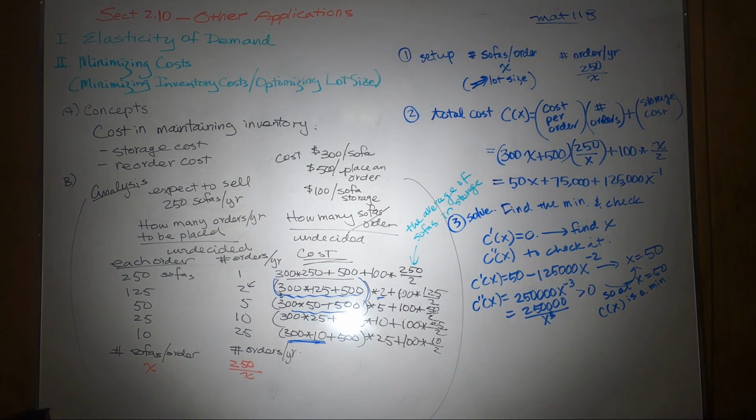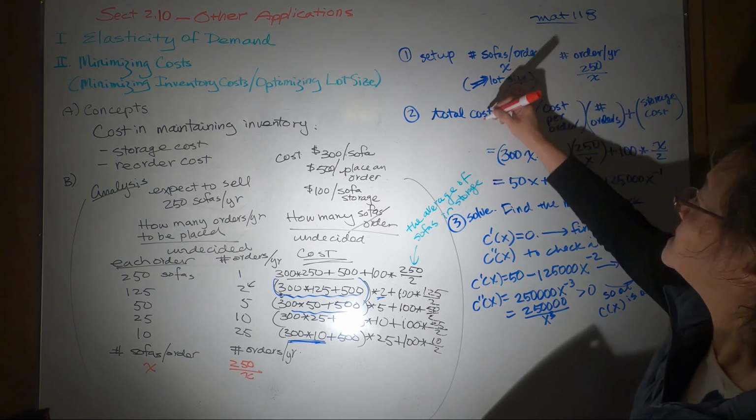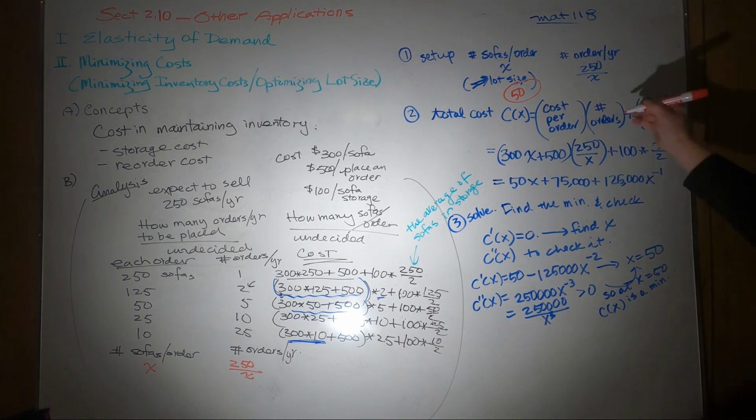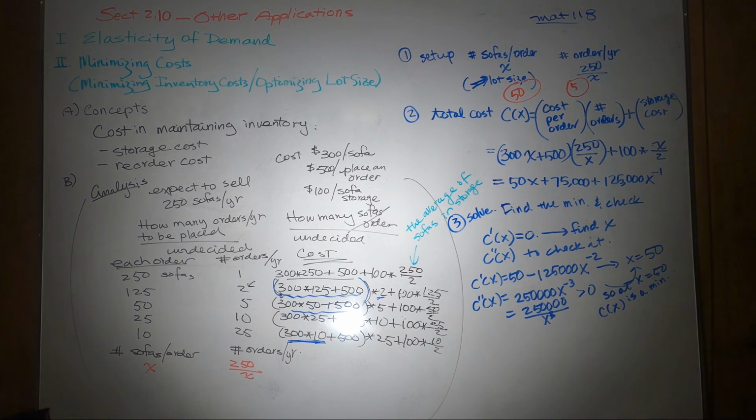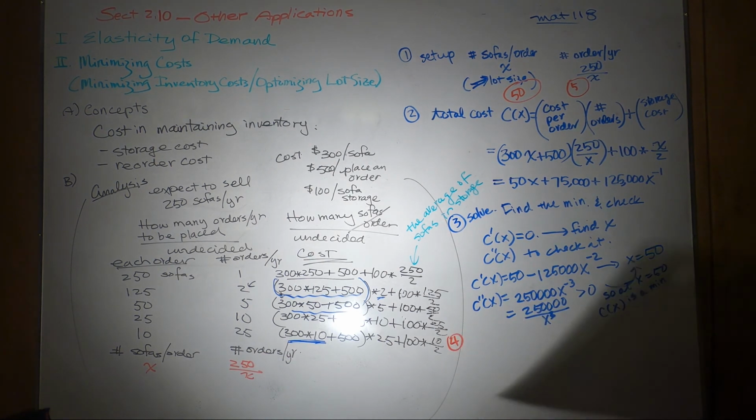Minimum means what? You minimize the cost, right? So that will answer your question: how large should each order be? You will order 50 sofas each time. Then how many orders do you need? You need 5 orders, right?